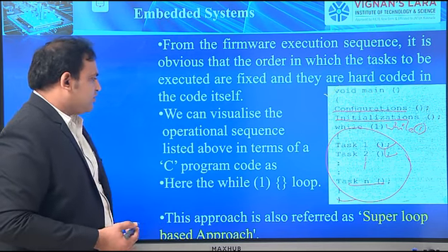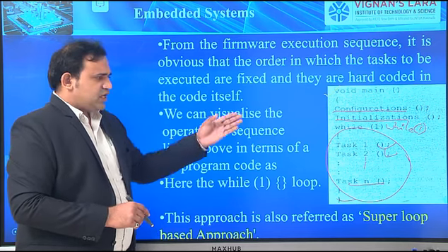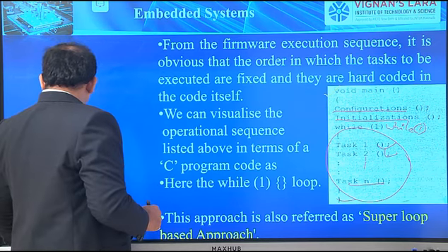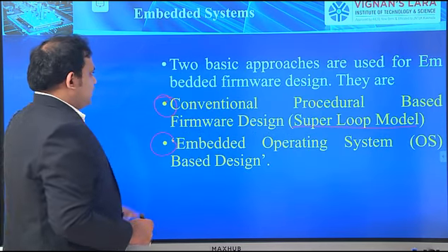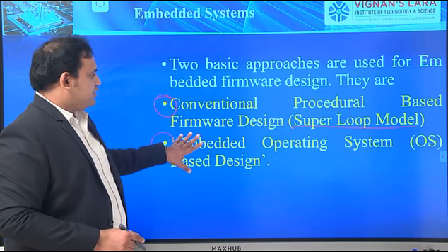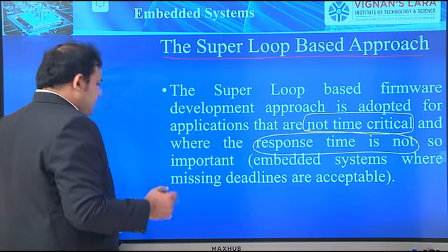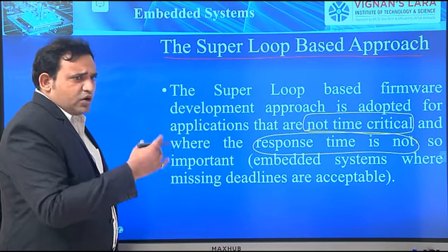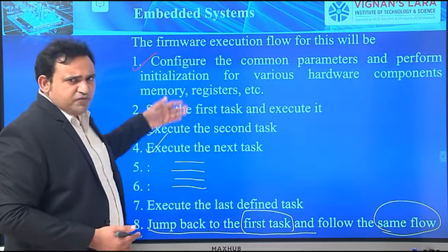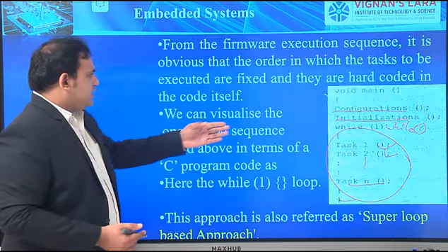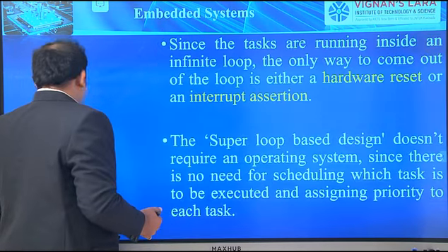This approach is also referred to as the super loop based approach. This is nothing but the super loop based approach written in C. There are two approaches: one is the super loop model, the conventional procedural based approach, and the second one is OS based. For the super loop model, we can choose non-critical applications where the response time is not so important. The execution flow will be like this. For that we have considered just a C program, which keeps iterating the same tasks again and again.